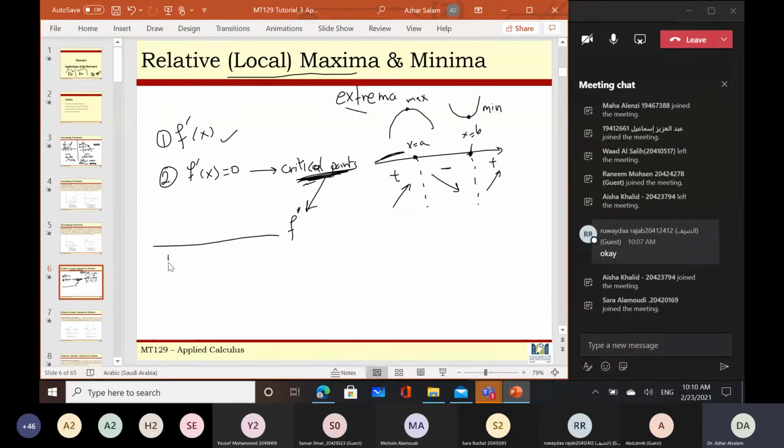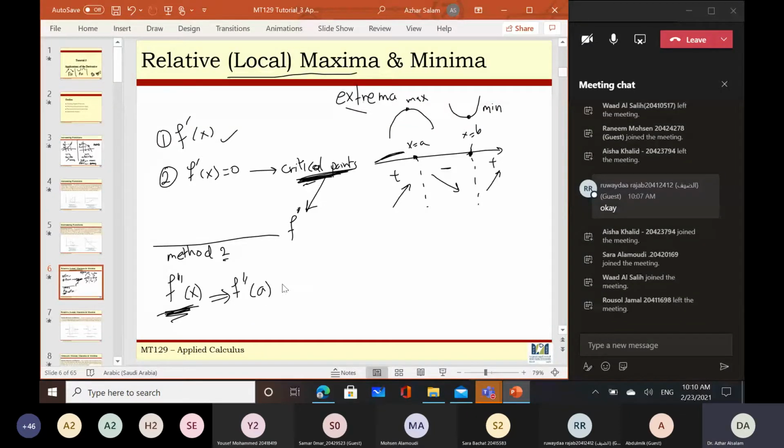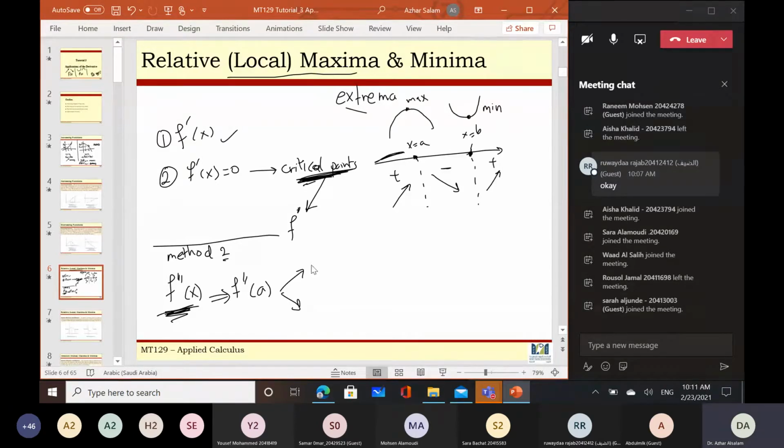There is another method to find the maximum and the minimum, method 2, using the second derivative. Okay, the second derivative. First, I find the critical point, of course. This is fixed for each method. Then I find the second derivative and substitute in it with the critical point. Okay, then f double dash of a, I will have one of these possibilities. It could be positive or negative.